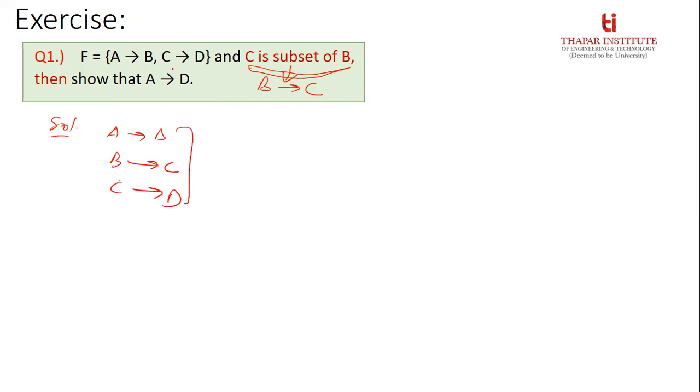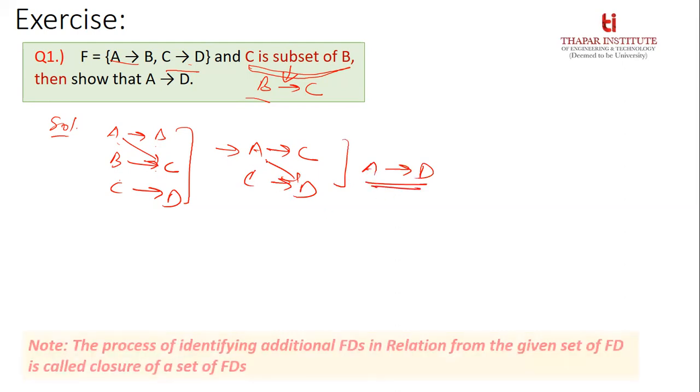These three dependencies we can create from the two given. Now you can see A determines B, B determines C, so a new dependency A determines C will arise through transitivity. And A determines C we have, and C determines D we already have. So from transitivity again we can find A determines D. Is it okay? So it can be inferred. The third FD is identified using the subset by applying reflexivity.